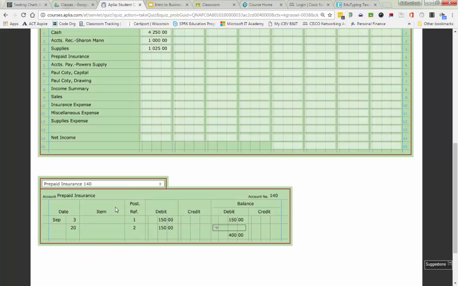I'm going to do prepaid insurance next. So there's a debit balance of 150. I'm debiting it another 150. So the balance is not 400. It should be 300.